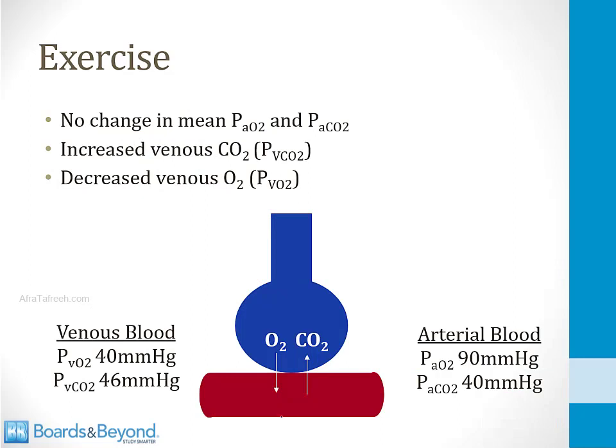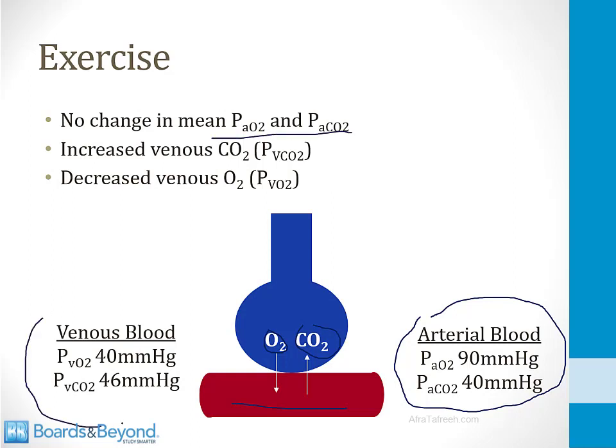Let's look at my drawing on the screen. I've got a pulmonary capillary here. Oxygen is coming in and carbon dioxide is going out. With exercise, the oxygen and carbon dioxide content in arterial blood is not going to change. The reason it's not going to change is because your body is increasing the ventilation rate and the perfusion of the lungs so that even though there's more oxygen demand and more carbon dioxide to be excreted, the lungs can handle it. So there's going to be no change in the mean arterial oxygen and carbon dioxide content.